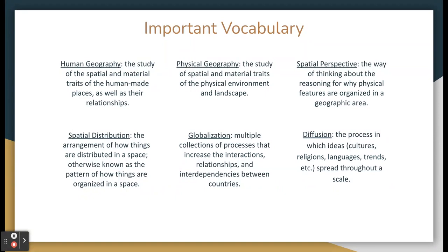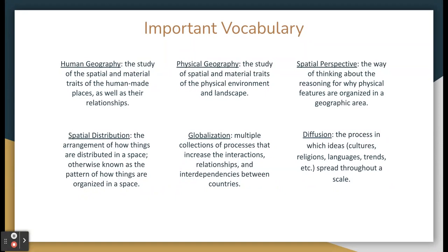Some important vocabulary to understand includes human geography, physical geography, spatial perspective, spatial distribution, globalization, and diffusion. It is significant to understand the differentiation between human geography and physical geography. Human geography is the study of the spatial and material traits of the human-made places, as well as their relationships. Physical geography is the study of spatial and material traits of the physical environment and landscape.